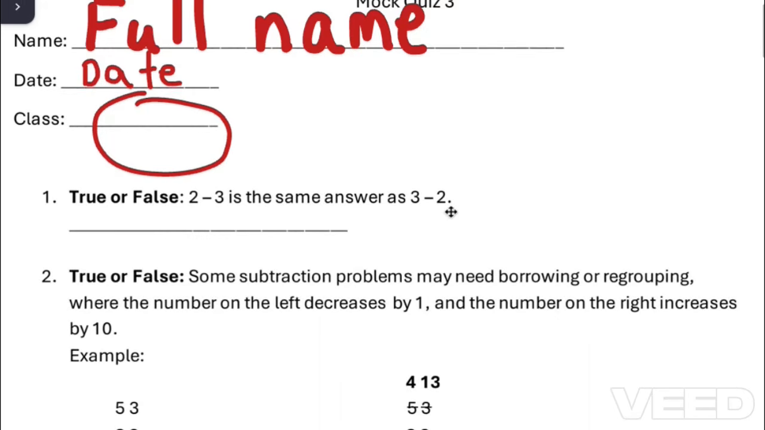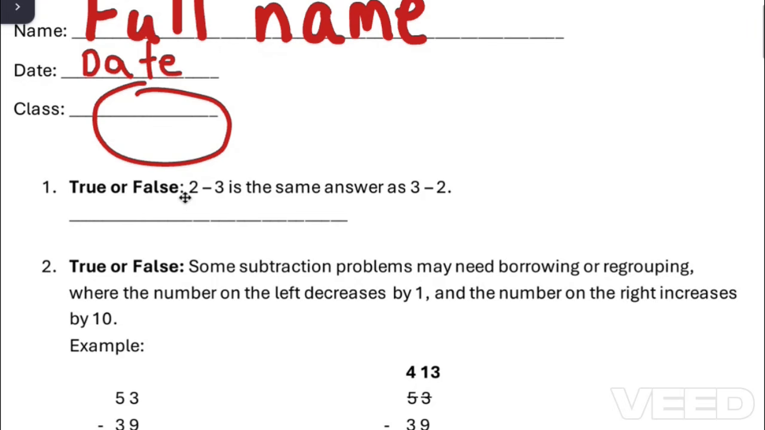Okay, let's look at the first question on the mock quiz. It says, true or false? 2 minus 3 is the same answer as 3 minus 2. Please be very careful, class. I saw many of us make this mistake on our mock quiz.